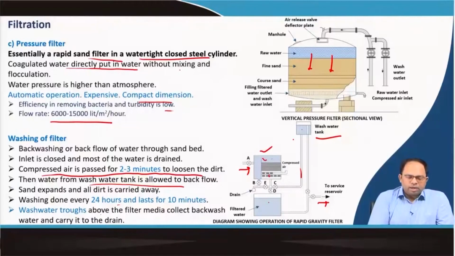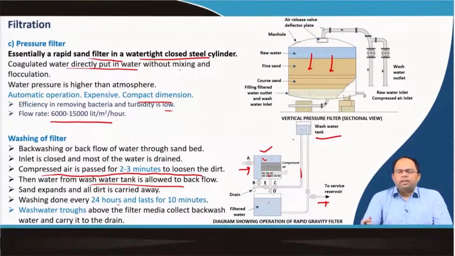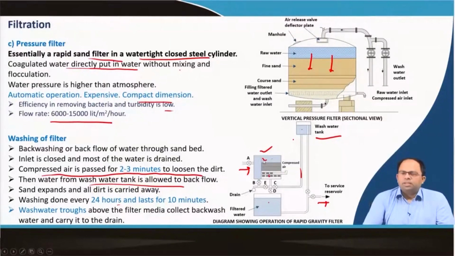And wash water troughs above the filter media collect backwash water and carry it to the drain. So, that is another option. In the previous design, we used another set of pipelines to carry that, but we can also have troughs, which are channels that we can construct through which this wash water could be taken out.